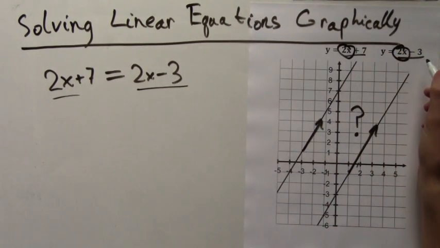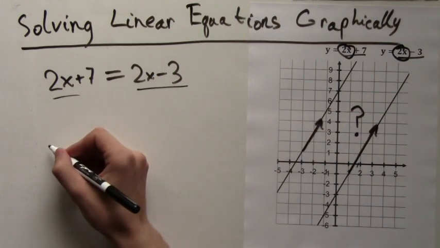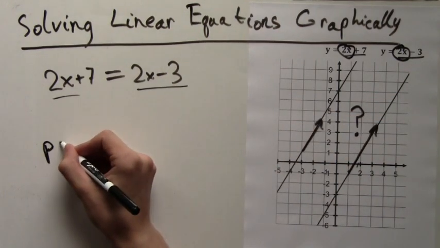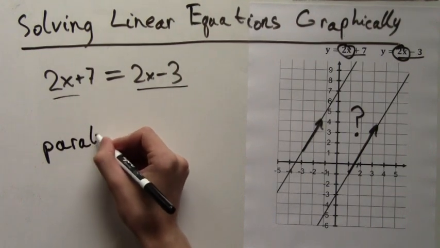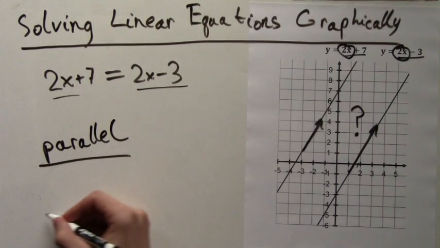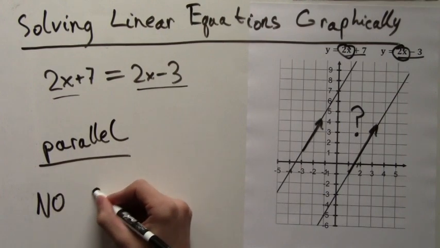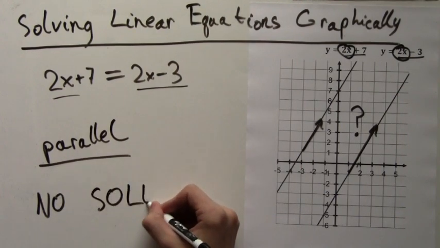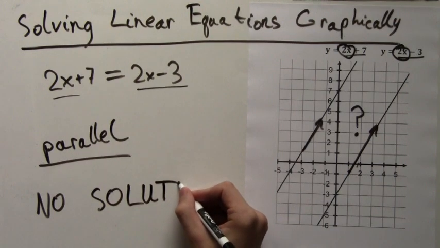Now, the trick is that we have equal slope in both functions, 2. That means that the lines are parallel, which means that there is no intersection point. This means that there is no solution.